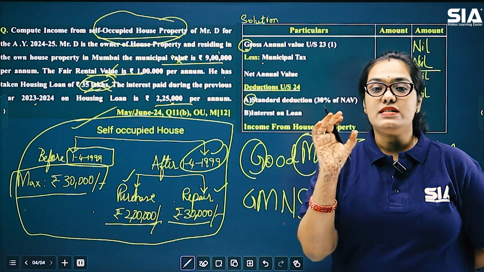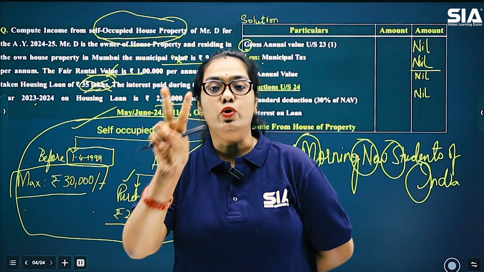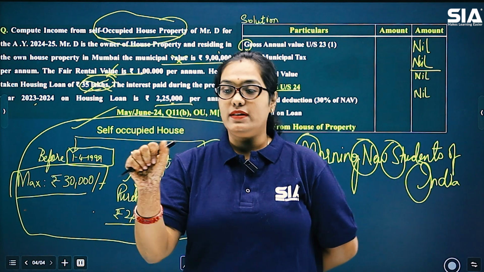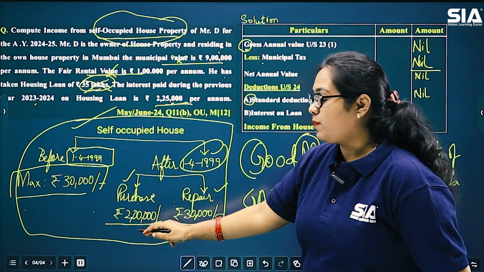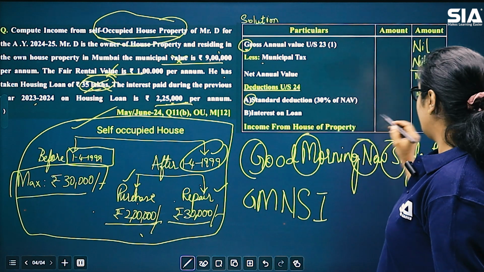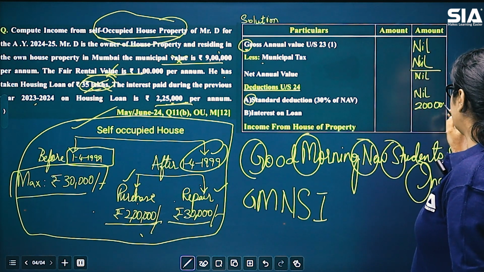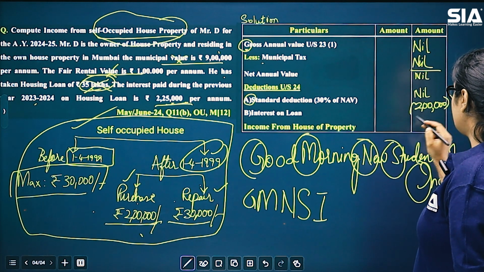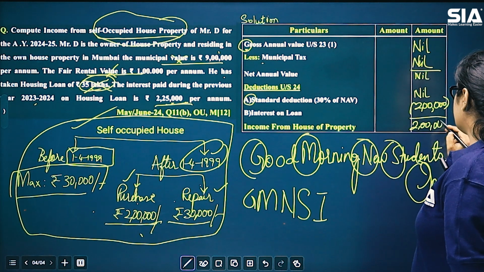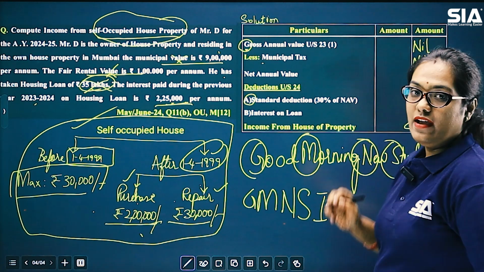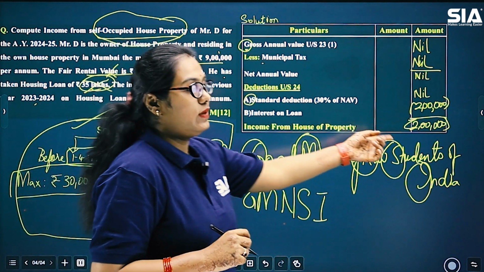So interest on loan amount that is allowed as deduction will be least of 2: actual amount, that is the actual interest amount, that is 2 lakh 25,000, or rupees 2 lakh. So in our case, interest on loan here will be rupees 2 lakh. Now there is no positive figure over here. That means there is no income. We only have loss from house property. So that is rupees 2 lakh.